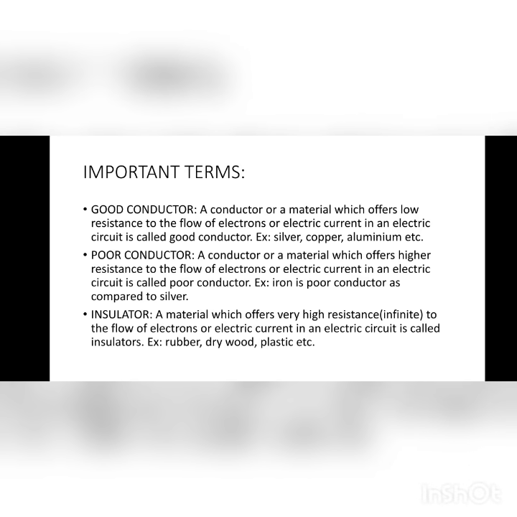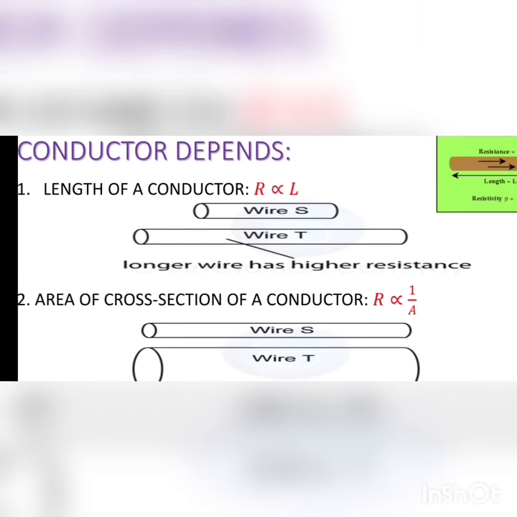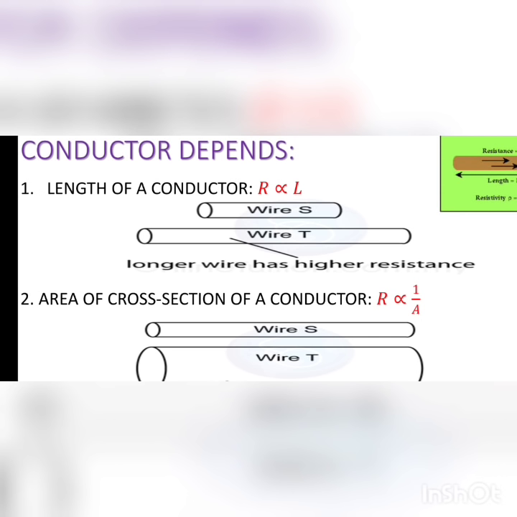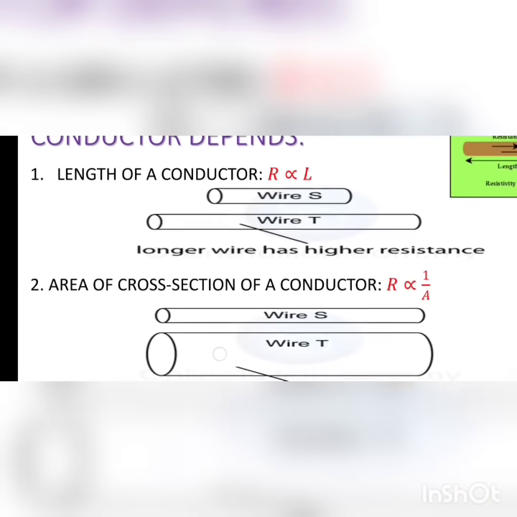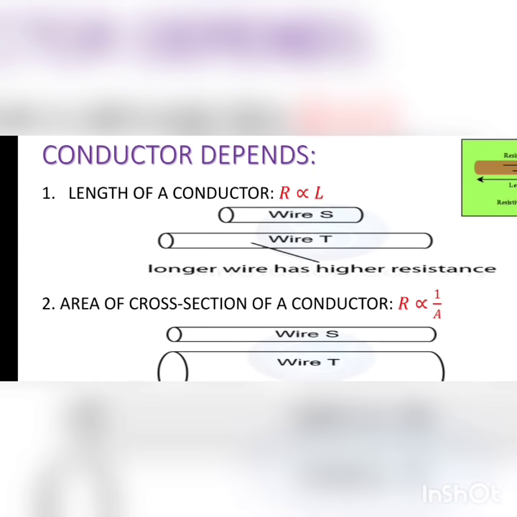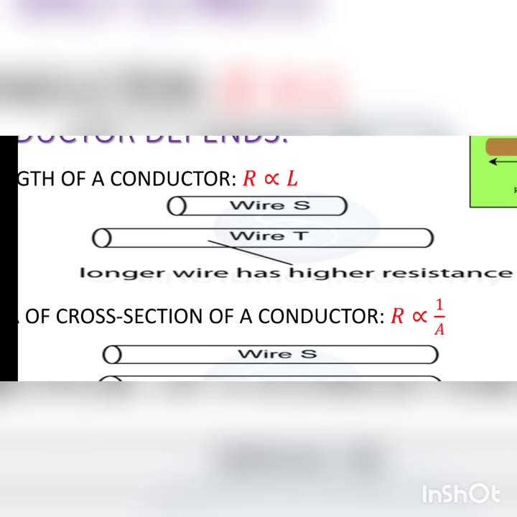Moving on, factors on which the resistance of a conductor depends. Now I've told you that R is V by I, but R does not depend on the change of V, because if V is changing, I will also change. So what factors does the resistance of a conductor depend on? By experiments we have found that the first factor is the length of the conductor. If the length of the conductor increases, the resistance also increases. So R is directly proportional to L.